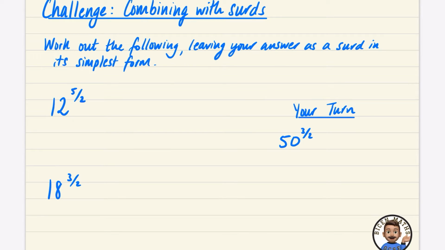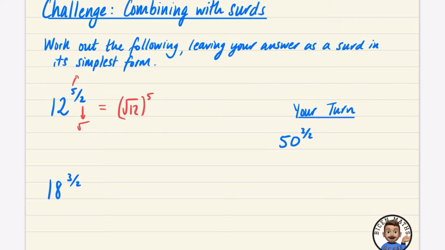It says work out the following, leaving your answer as a surd in its simplest form. So we have 12 to the power of 5 over 2. Well, we know that the 2 is going to be doing the square root, and then that's just going to be the power of 5. So it's 12 to the power of a half, which is the square root. So I'm just going to go straight in and say it's the square root of 12, and that's the square root of 12 to the power of 5.